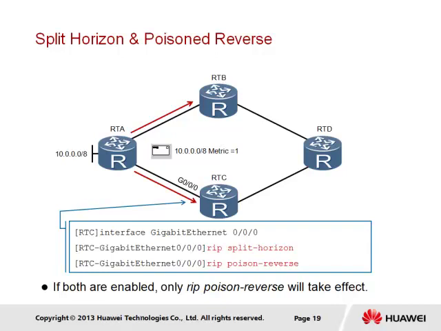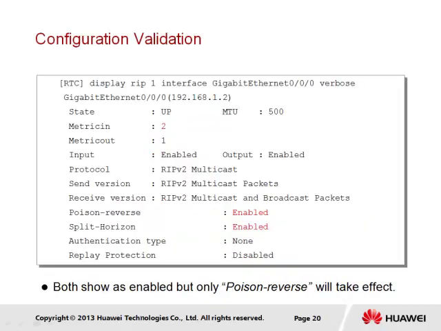Following configuration of the RIP protocol and parameters, we were able to use the display command shown here to verify the results of the RIP protocol configuration on a per interface basis. As we can see for RTC, this involves the configuration of the metric in command with a value of 2, as well as setting of the split horizon and poison reverse commands, which both show as enabled. However, as mentioned, only the poison reverse command would take effect.